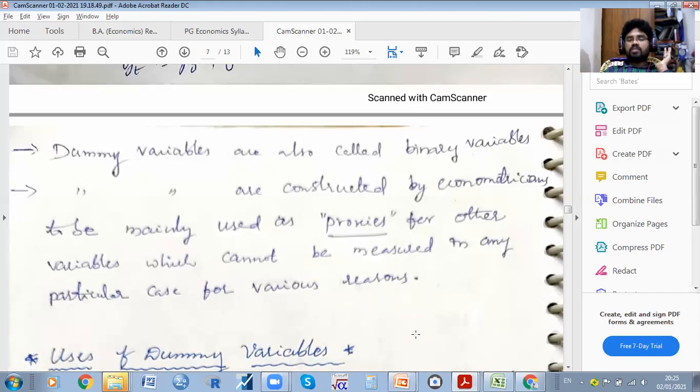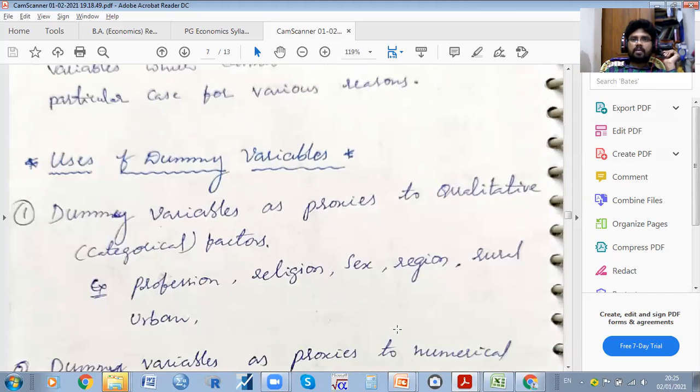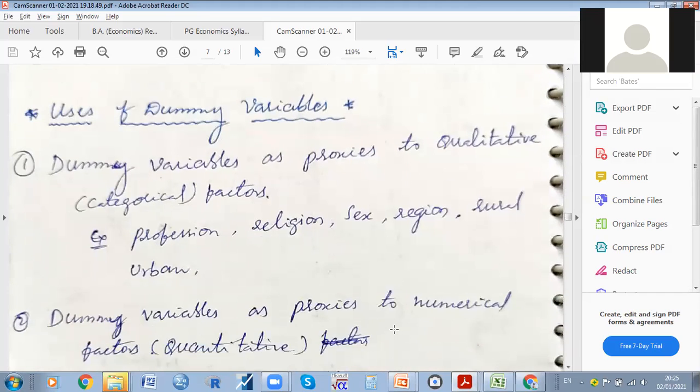I hope you understood what is meant by a dummy variable and how we can use it in a regression model. If you have understood, then I will tell you the use of dummy variables, which is a very important question for the annual examination. Okay, sir.